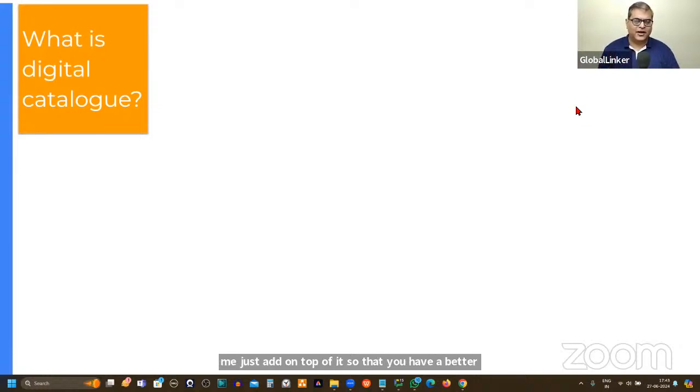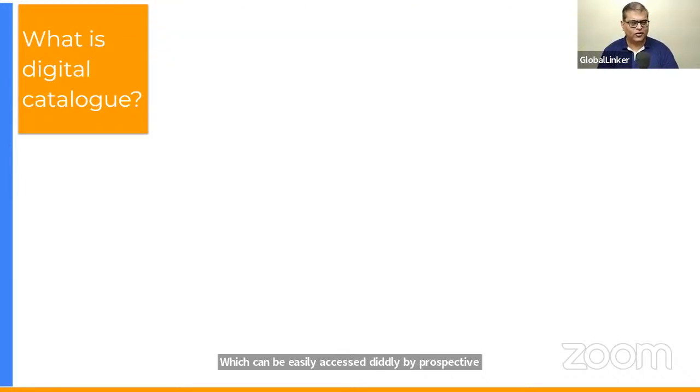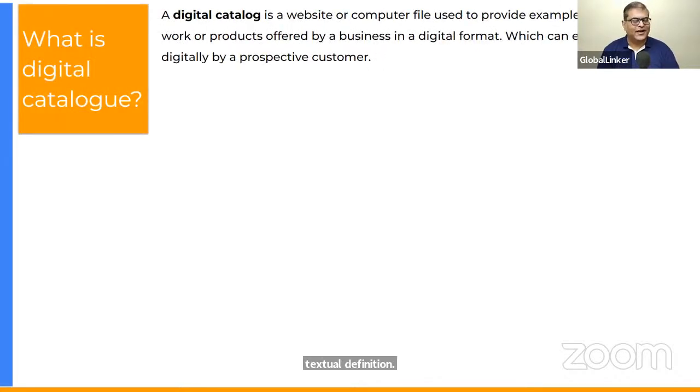Let me just add on top of it so that you have a better understanding of this concept. Firstly, let me share the textbook definition of a digital catalog, reading from the slide. A digital catalog is a website or a computer file used to provide examples of a person's work or product offering by a business in a digital format which can be easily accessed digitally by prospective customers. That is the textbook definition.